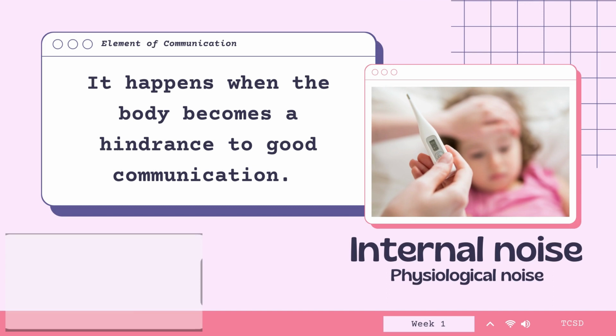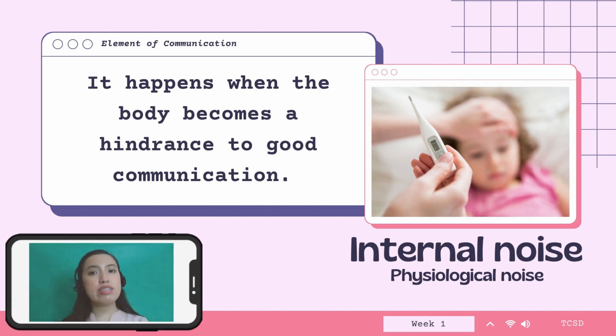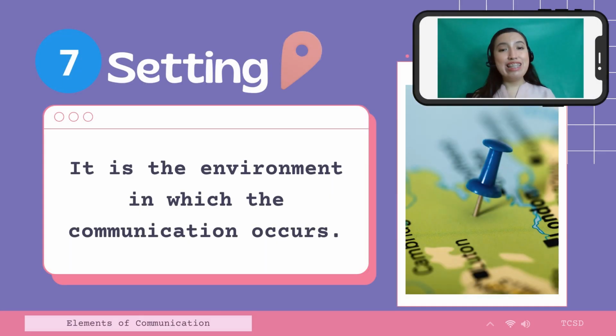The last type of noise is the physiological noise. It happens when the body becomes a hindrance to communication. Examples are fever, cough, cold, or any symptoms of a sickness. If you are not feeling well, you cannot focus on the conversation or communication, and that is what we call physiological noise. The last element of a communicative situation is what we call the setting.